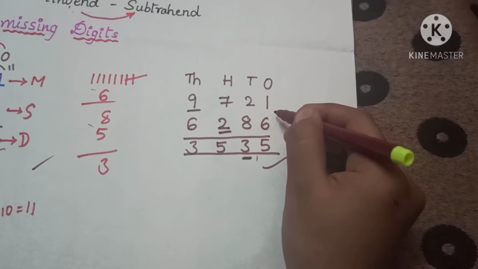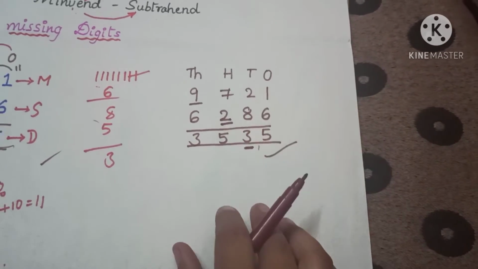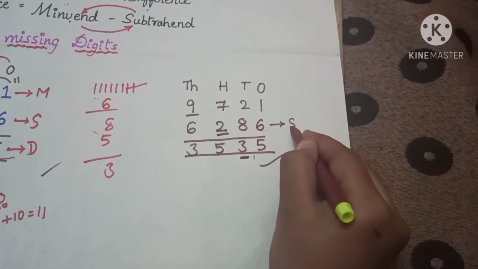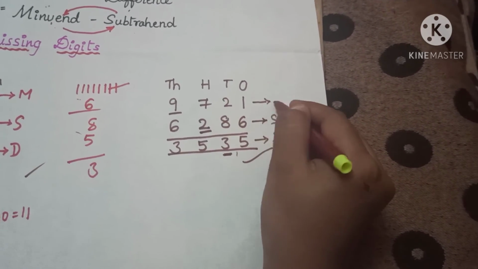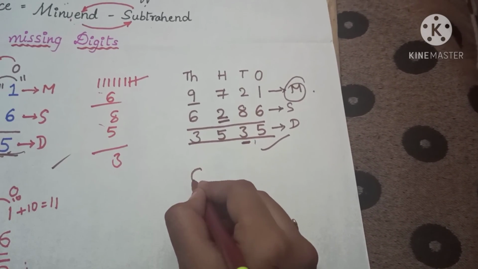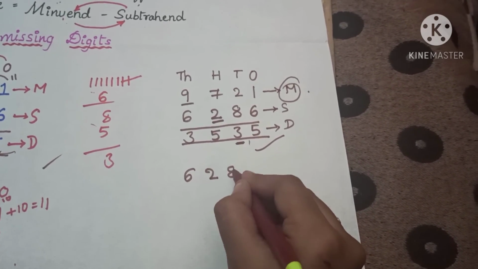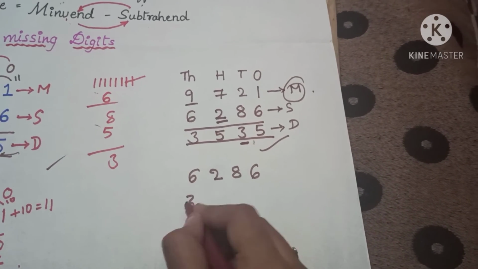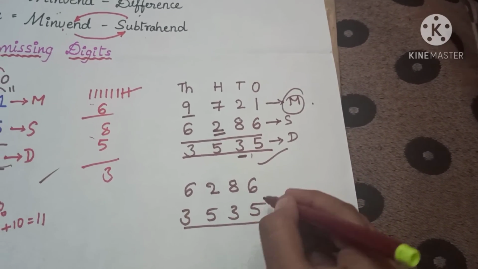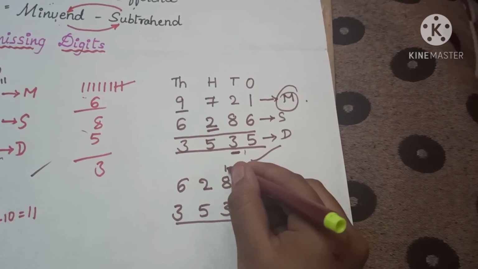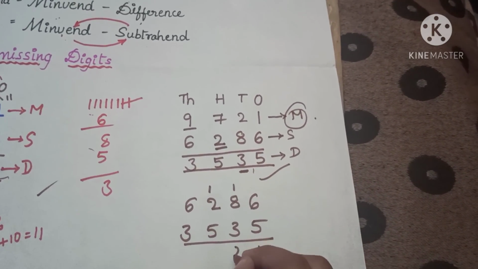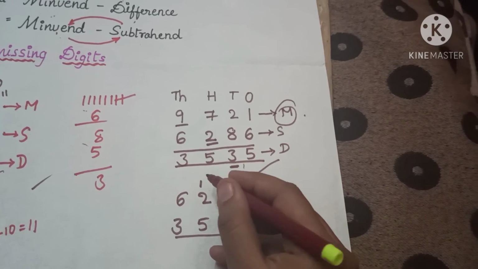How do we know? We should just add the given numbers, the subtrahend and difference, so that we get the value of the minuend. Now we shall just add the subtrahend plus the difference. 6,286 plus 3,535, where you get the value of 11. 8 plus 1, 9. 9 plus 3, 12. Where 5, 6, 7 and 8.